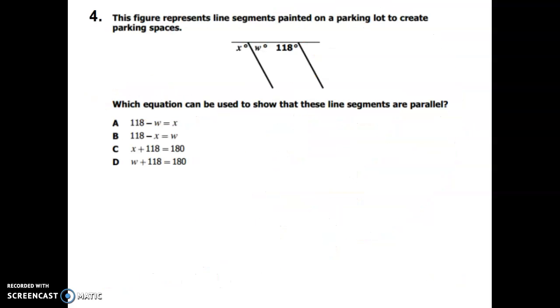Number 4. So which equation can be used to show that the line segments are parallel? Well, in order for those two line segments to be parallel, these angles have to be supplementary. So W plus 118 together have to add up to 180. So number 4, the answer is D.